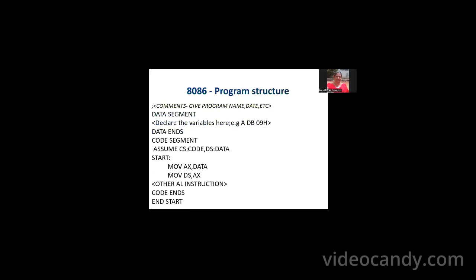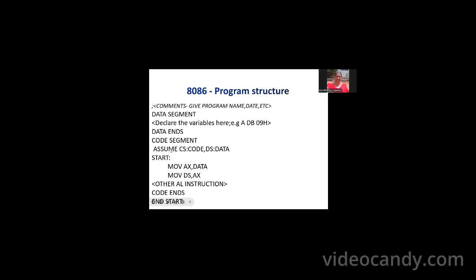Only if you know the syntax can you write the program. So we will just see what the program structure of 8086 is. Initially, we give the comment statements. In these comment statements, we write the name of the program, the date of the program, who has written the program, and why this program was written. Then you have what is called a data segment, wherein you declare your variables, and then you end your data segment with DATA ENDS. Then the code segment begins.